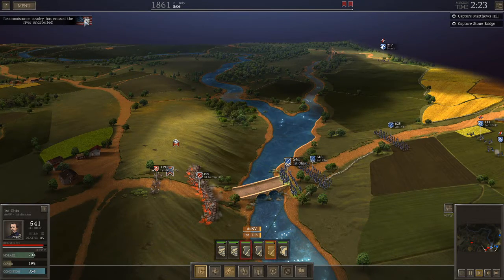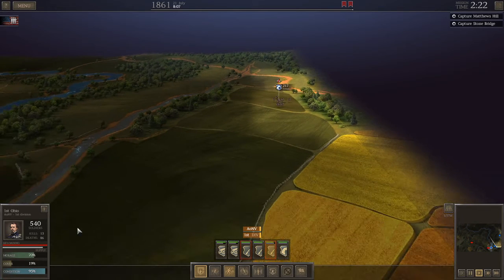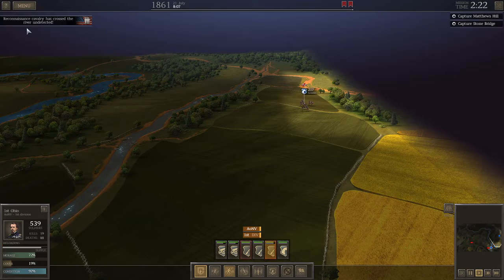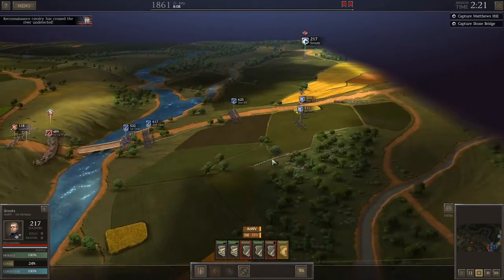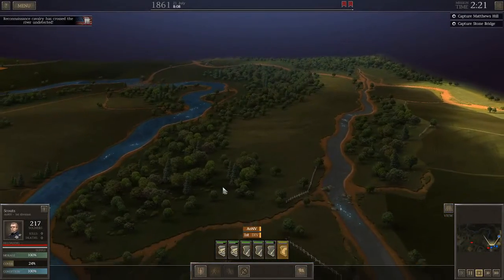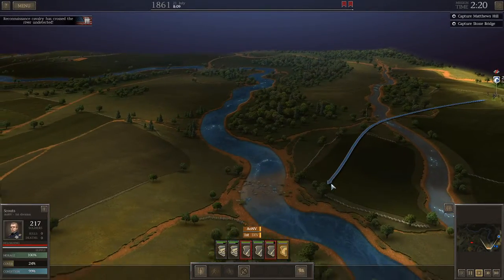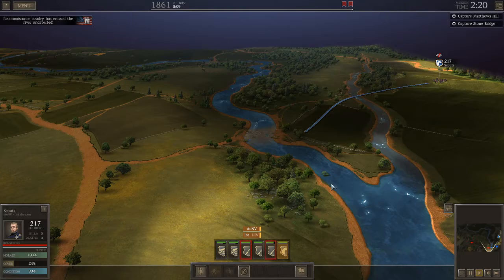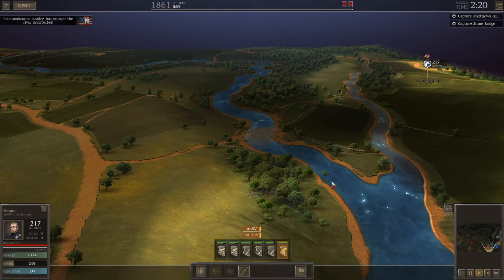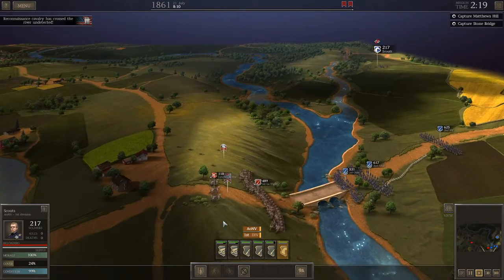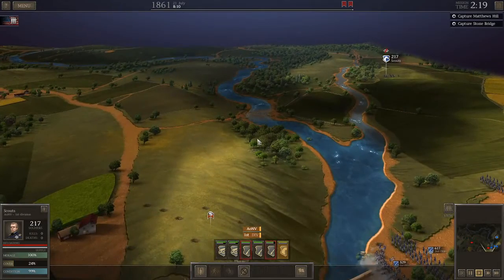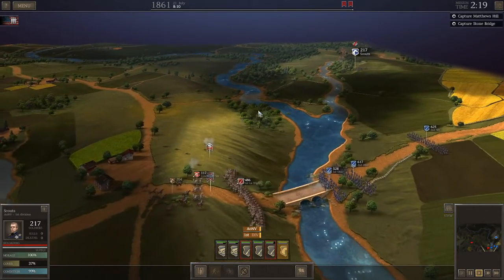Reconnaissance cavalry has crossed the river undetected. Wow. Can we find another place that they can cross? Right here. We're going to send our cavalry around and attack them on a flank.